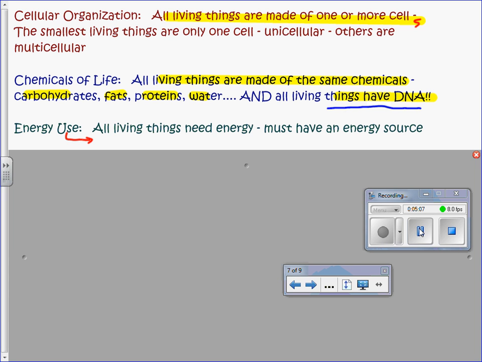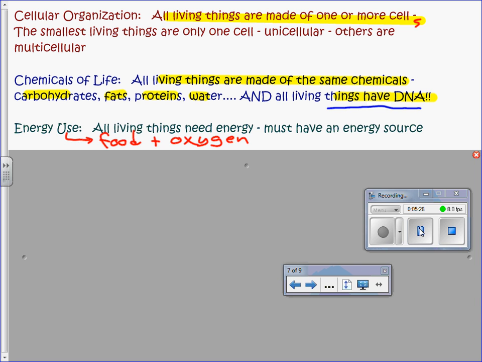And yesterday, when we kind of brainstormed ideas, what were some of the things that people came up with that are actually energy use that we think of that living things need? Yeah. Yeah, the fact that we eat food and we breathe oxygen.